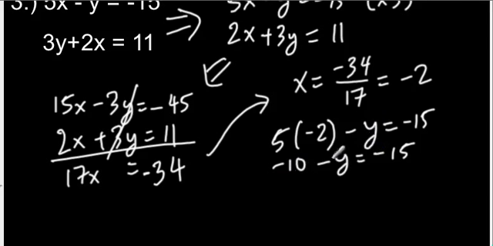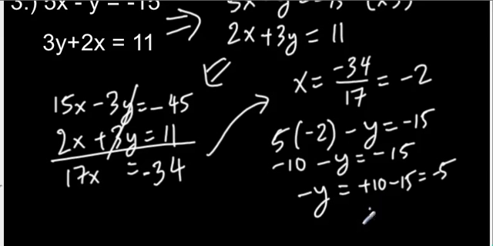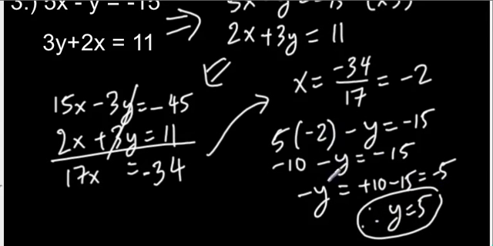So negative y is equal to, if I move that there, plus 10 minus 15, which is negative 5. So therefore, y is equal to 5. The reason why it's equal to 5 is negative y is equal to negative 5, so if I divide by negative 1, y will equal 5.